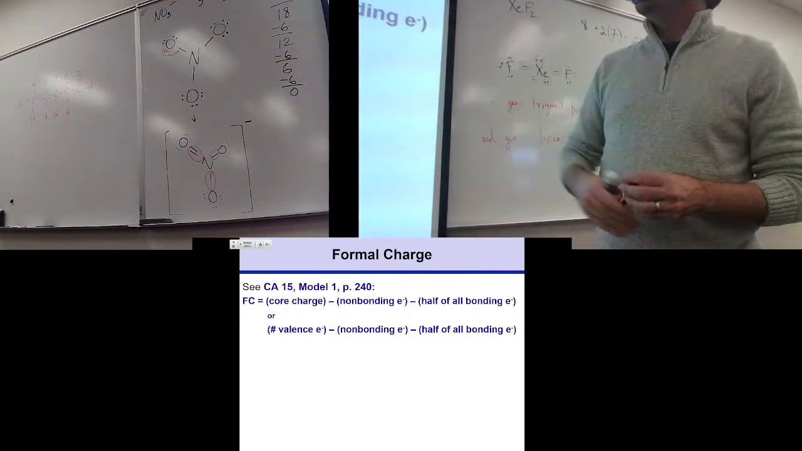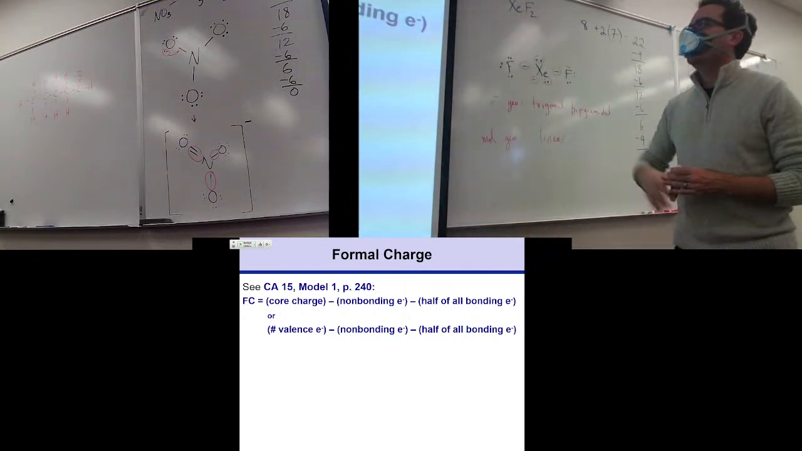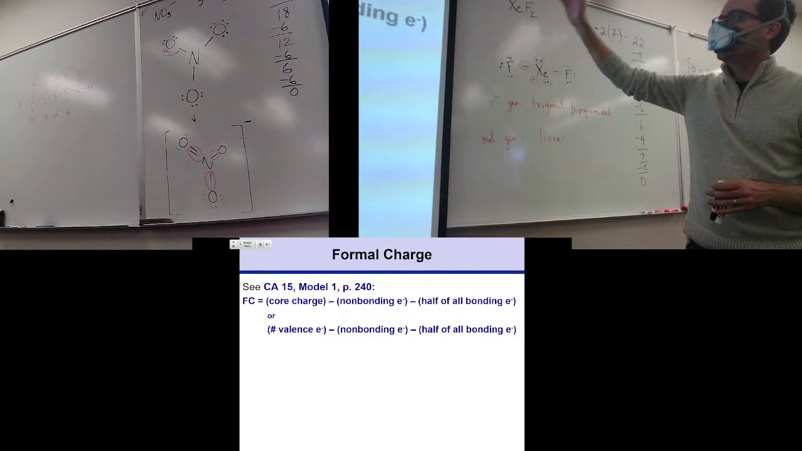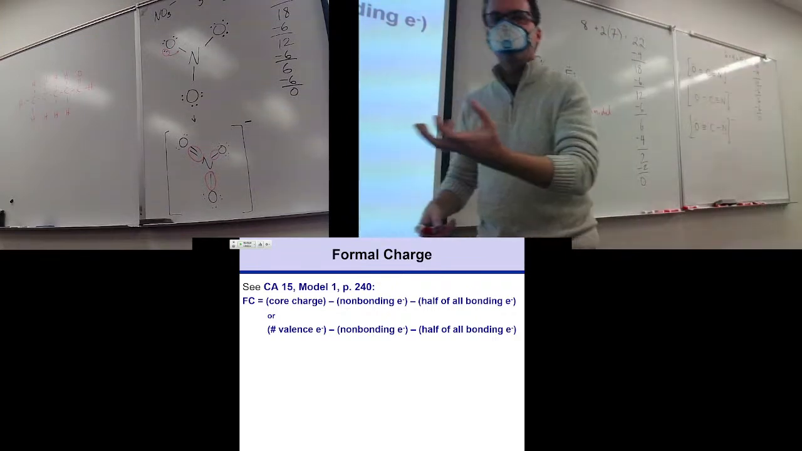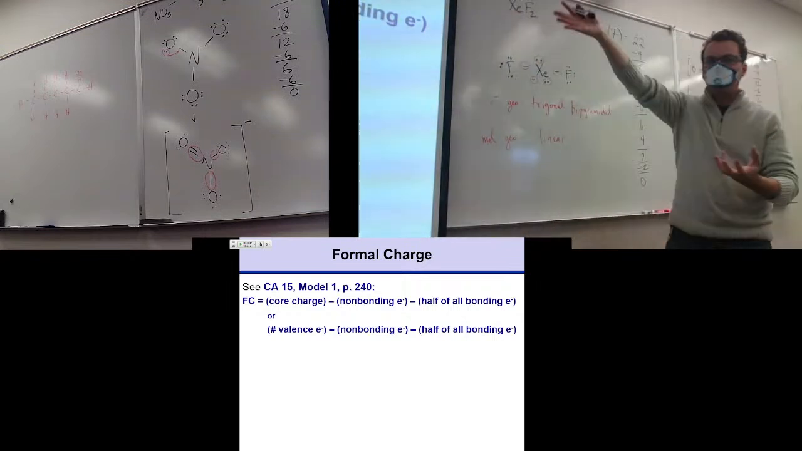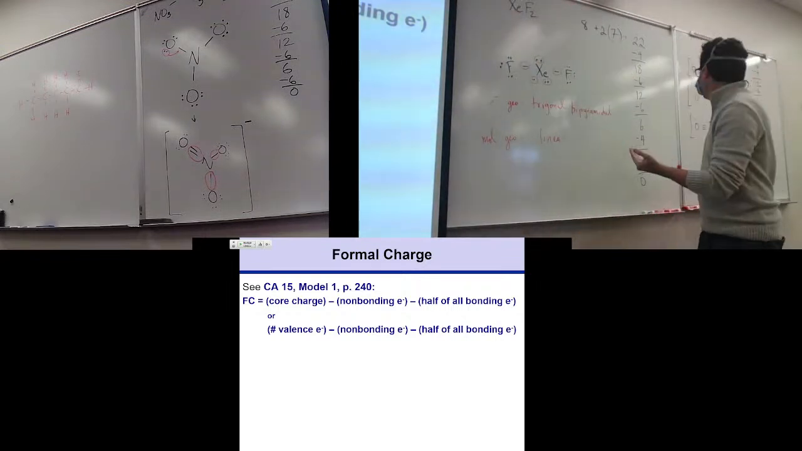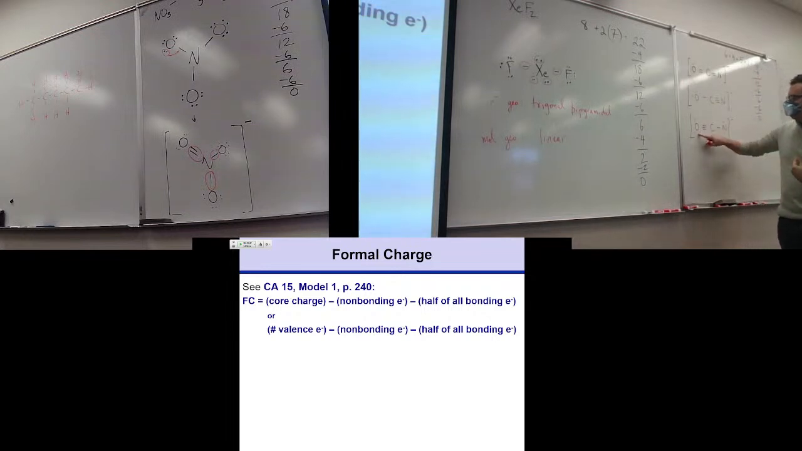So the equation for calculating formal charge, and I like the bottom one better, but they're the same, is the number of valence electrons that were originally on that atom. So just look at the periodic table. Subtract the number of non-bonding electrons, like these oxygens, these are non-bonding electrons here, lone pairs. And then half of the bonding electrons to that atom.